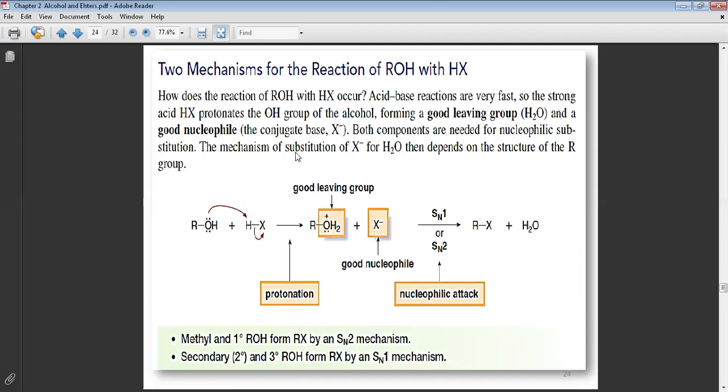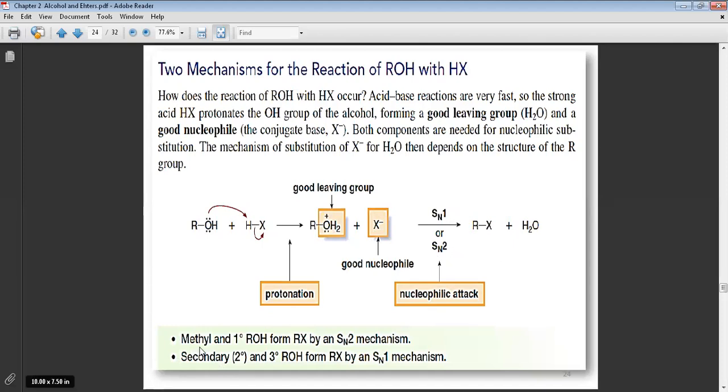And he said the mechanism of the substitution of X minus for the H2O molecule depends on the structure of the R group. If this R group is secondary or tertiary, it will be SN1. If this R group is primary, it will be by SN2. This nucleophile will react with this molecule either by SN1 or by SN2. You can write here: SN1 secondary, tertiary alcohol; SN2 primary alcohol.